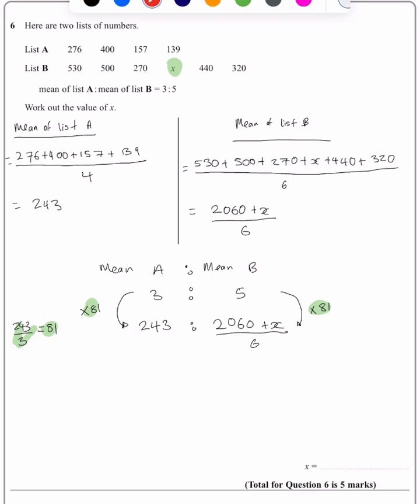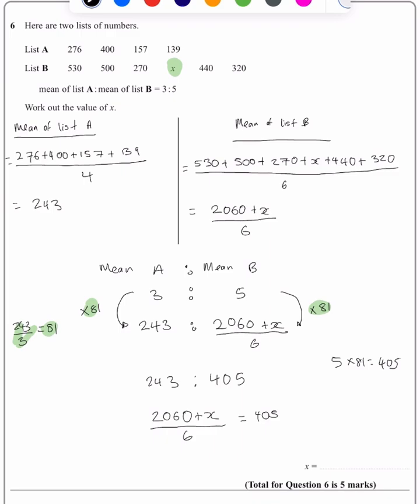Work out what all of this part is equal to. Okay, so we know that this is equal to 243. If you do 5 times 81, that should give you 405. That means that the mean for B is equal to 405, which means that all of this part here, which is 2060 plus x over 6, has to equal 405. And this is basically how you're going to work out what x is equal to.